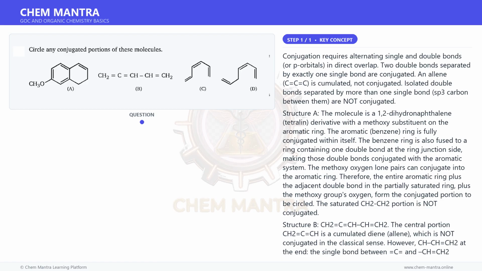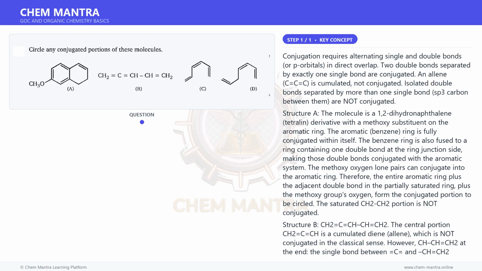Structure C, the molecule shows a 6-membered ring with one endocyclic double bond and a side chain bearing two double bonds. Examining the connectivity, if two of the three double bonds are separated by single bonds, conjugated, those are circled. The isolated double bond, separated by an sp3 carbon, is excluded. The conjugated diene portion within or appended to the ring is circled.